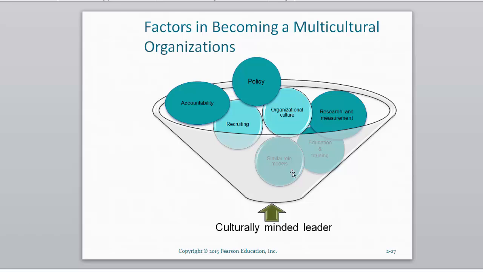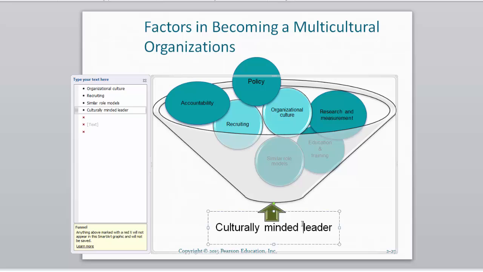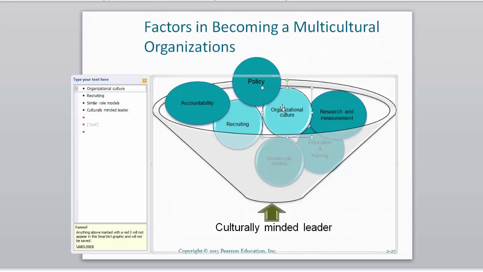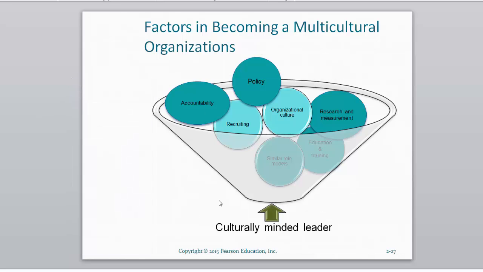And then how to be a multicultural organization, an effective multicultural organization. First, you need a culturally minded leader. Okay, very important. So from this chapter, what we learned is, if you're gonna be a leader, you have to be a culturally minded leader. And of course, these are necessary factors, okay, for the overall organization to be effective. But the bottom line, the most important part, is that the leaders have to be culturally minded. They need to have a cultural mindset.